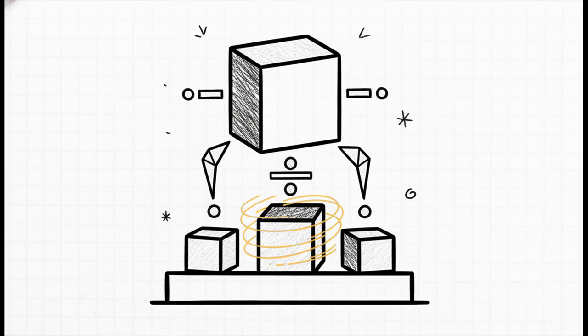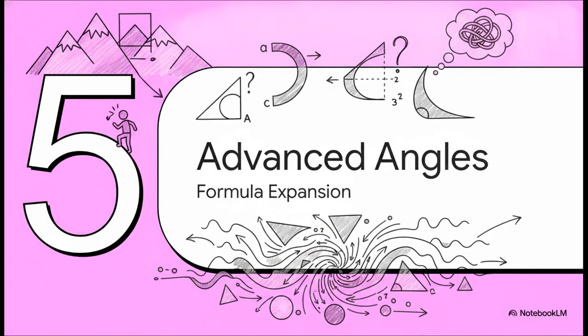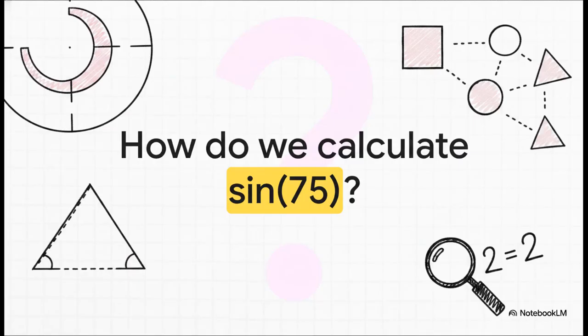Divide by the base squared or perpendicular squared instead, and you easily unlock the other two. See? You don't have to blindly memorize them, you just need to know how they're built. On to Section 5, Advanced Angle Formulas. Okay, we're ready for the tricky stuff.